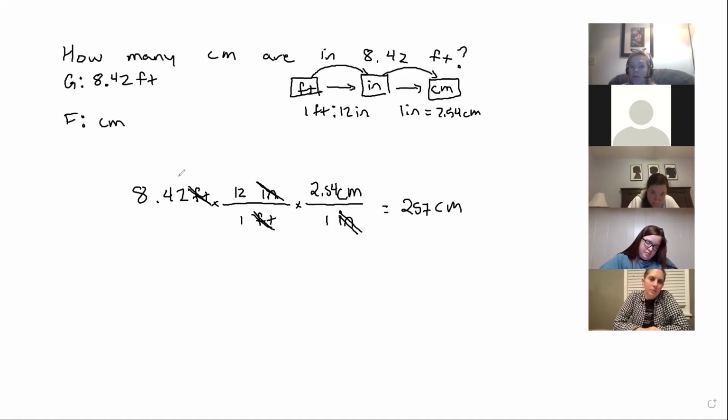You could have 3-step problems. You could have 4-step problems. This is where that critical thinking comes in: how do I formulate this? So I have feet, I want centimeters, realizing that there's that mid step. I'm going to have you use the same sort of conversion factors, but let's try it a different way.